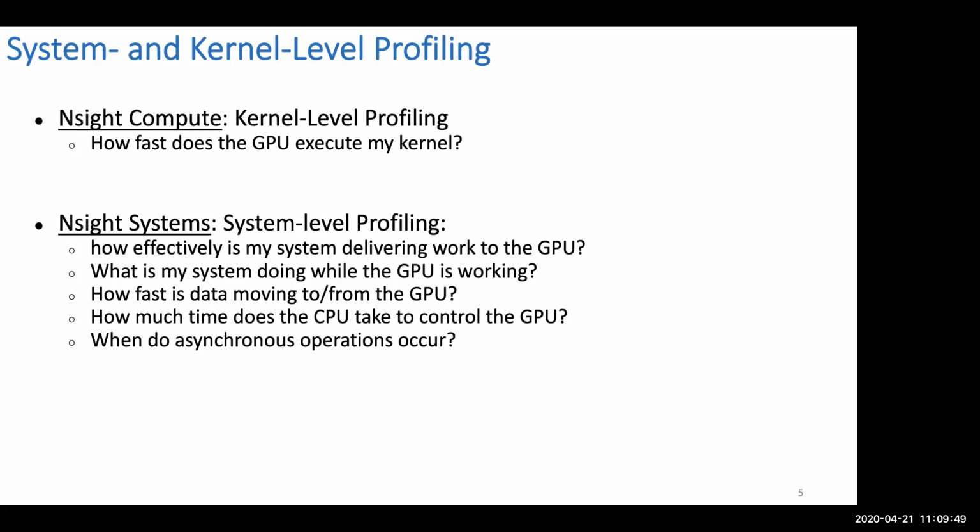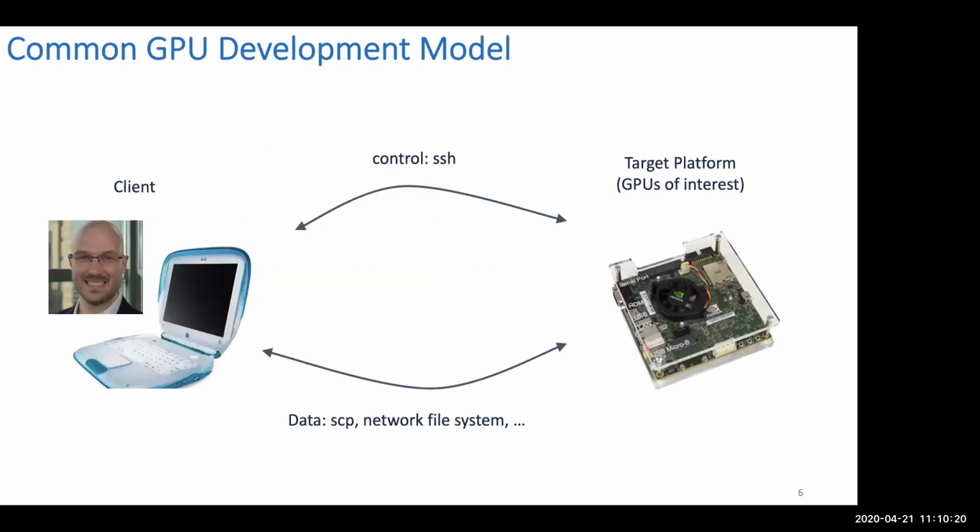Nsight Systems is a separate profiling tool from Nsight Compute, which doesn't really tell you anything about the kernel performance, but it does tell you about the rest of this. So how to get data on there, how much effort the CPU is spending controlling and coordinating the GPU activities. If you have certain operations that you're trying to overlap, it shows when those operations actually occur, so that your code is at an application or end-to-end level performing the way that you think it is. We're going to talk about both of these.